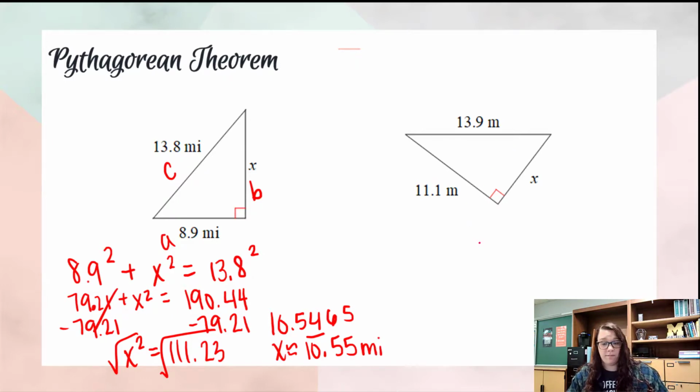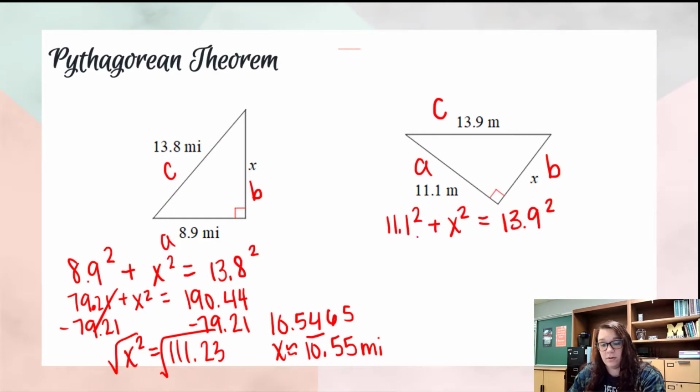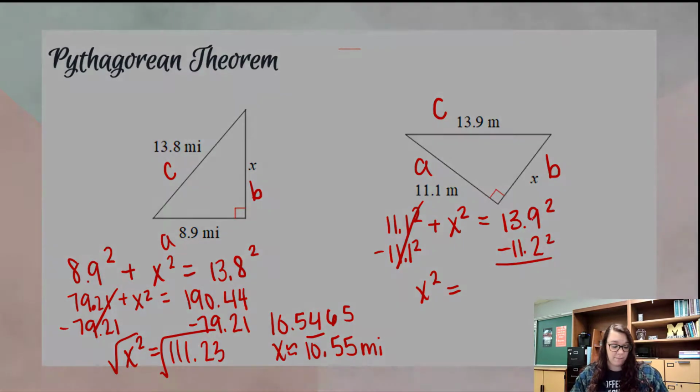Let's do one more of that type. So I've got my hypotenuse across from the right angle, C. My other two are A and B. So I've got 11.1 squared plus x squared equals 13.9 squared. Now let's write our work a little bit differently this time. Instead of calculating right now, I'm actually just going to subtract 11.1 squared from both sides. So I'm left with x squared equals whatever this is. Now this you can type in your calculator. I'm going to show you that.